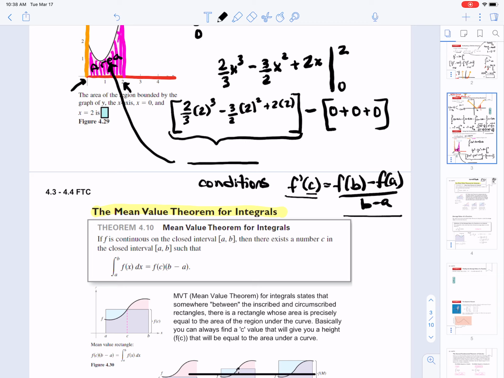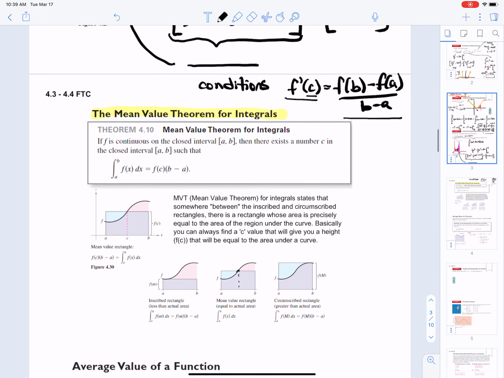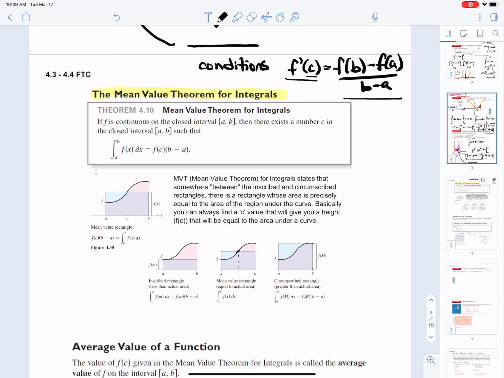Now the mean value theorem for integrals is quite different. It actually gives you the height of the rectangle that you need so that the area under the curve is equal to the value of the integral. So the c value that they show here represents some height of the function. Well, this would be f of c, which would represent the height of that function.